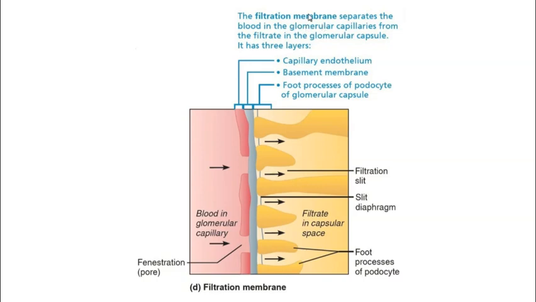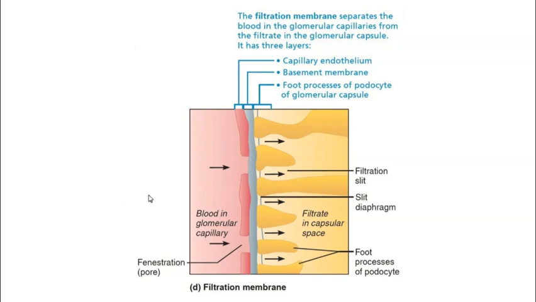So we did talk about the filtration membrane in a previous segment, but we'll review it here. The filtration membrane is between the blood in the glomerular capillaries and the filtrate found in the glomerular capsule. And we see that it has three layers. It has the capillary endothelium, which is the wall of the blood vessels of the glomerulus. The basement membrane, which is a glycoprotein or sugar protein glue that binds the podocytes to the capillary endothelium. And then finally, we have the foot processes of the podocytes that make up the inner lining of the glomerular capsule here.